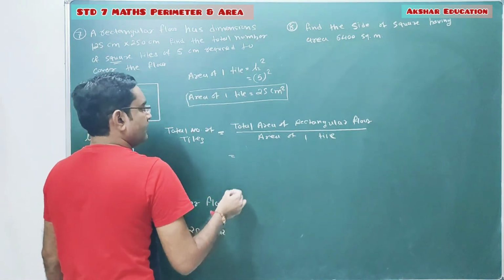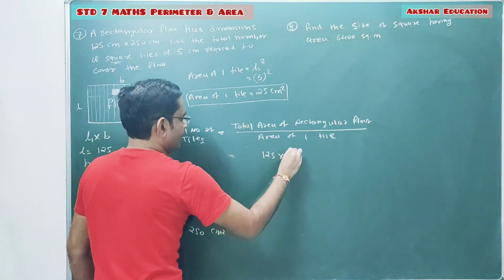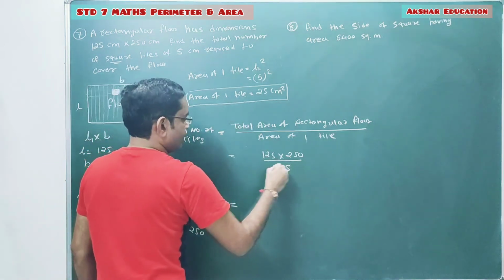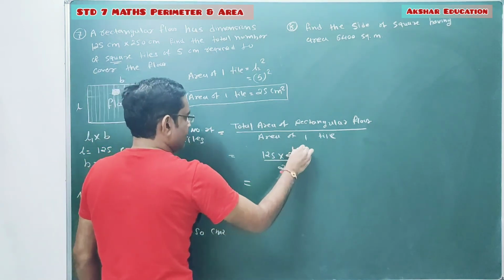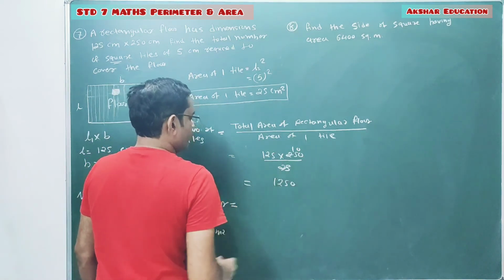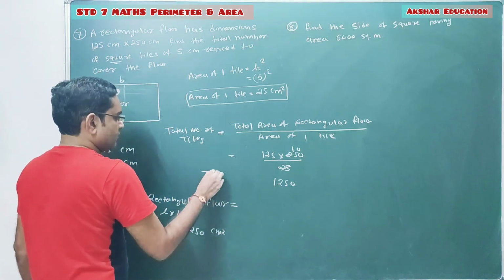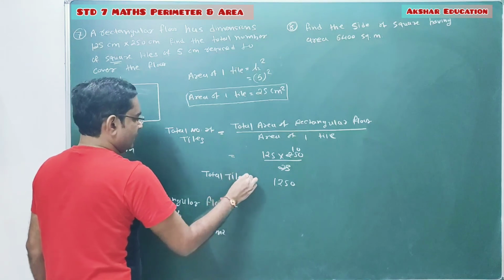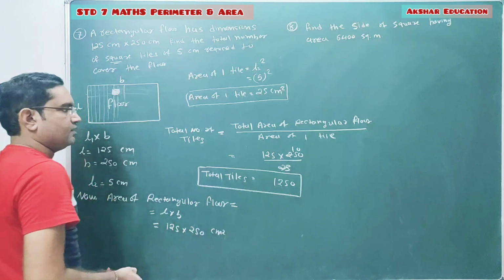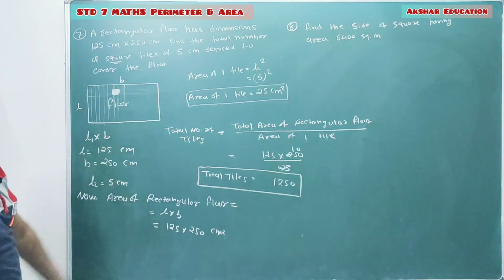So total area of rectangular floor is 125 multiplied by 250 divided by area of one tile, which is 25. So 25 tens are 250, and 125 tens are 1250. So this much number of tiles. So total number of tiles is 1250. This many tiles are required to cover this entire rectangular floor.